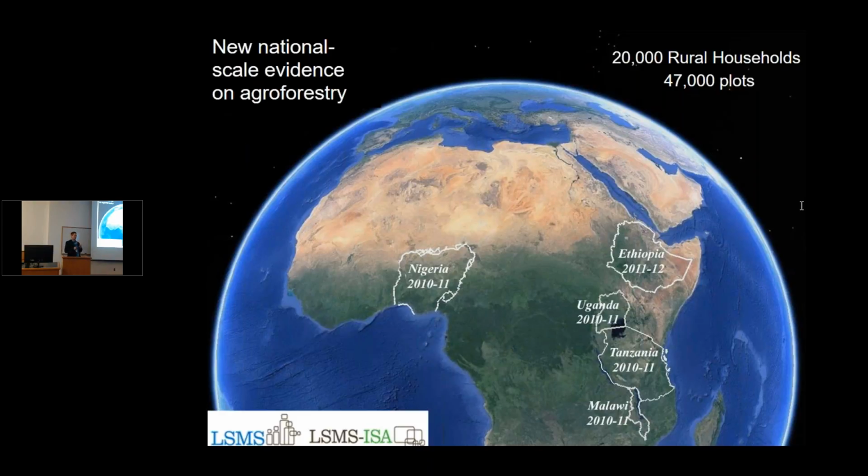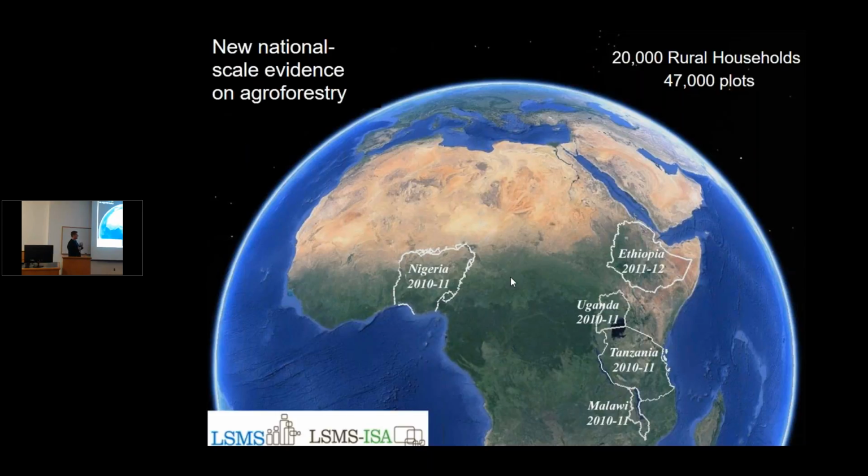And we looked at those data, and the ISA part is integrated surveys on agriculture. So all of the household data are geo-referenced, which allows really interesting kinds of analyses to be possible. And so we had 20,000 rural households across the 5 countries that you see pictured here, collectively representing about 40% of the population of Africa.